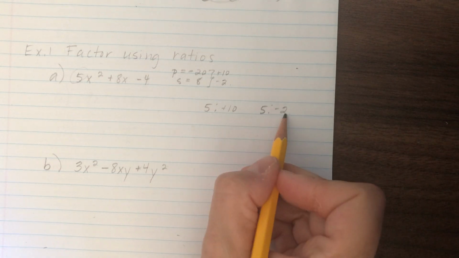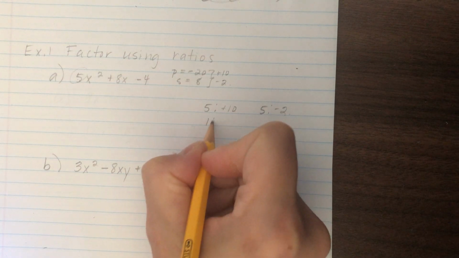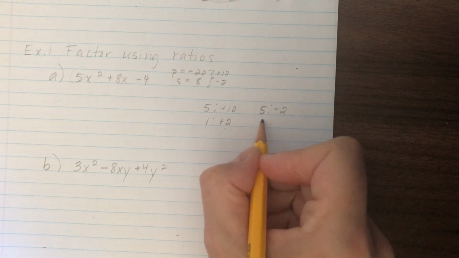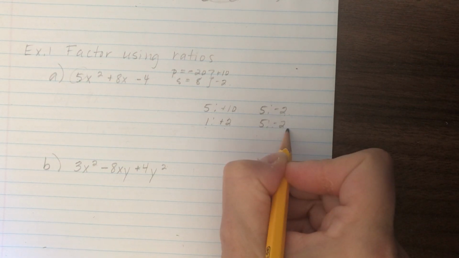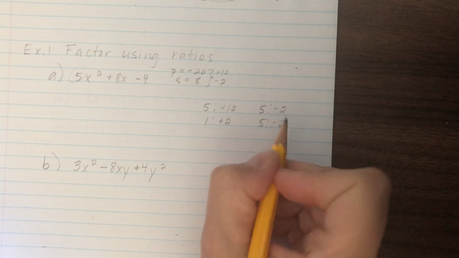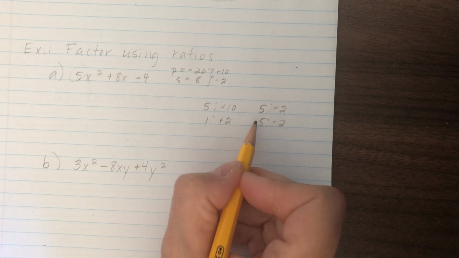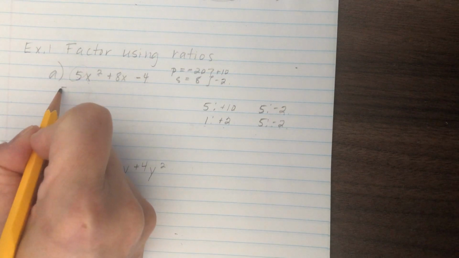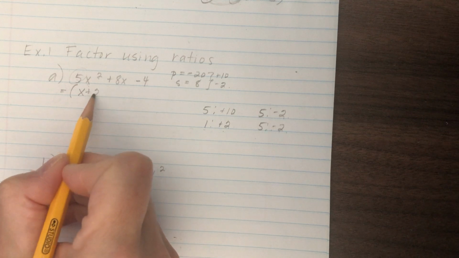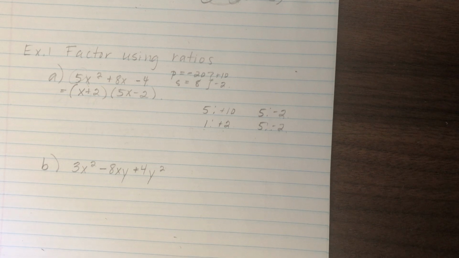I'm going to put these ratios in lowest terms. These two numbers are divisible by 5. So I get 1 and 2 as the lowest form here, and this will stay as 5 negative 2. It's already in lowest terms. So these are the two numbers that will appear in the first factor, and these will appear in the second factor. Now, since my first term starts with x squared, that means each of these first numbers have to be followed by an x. So my factored form is simply going to be 1x, which I'll just write as x, plus 2 times 5x minus 2. And that would be the final answer.